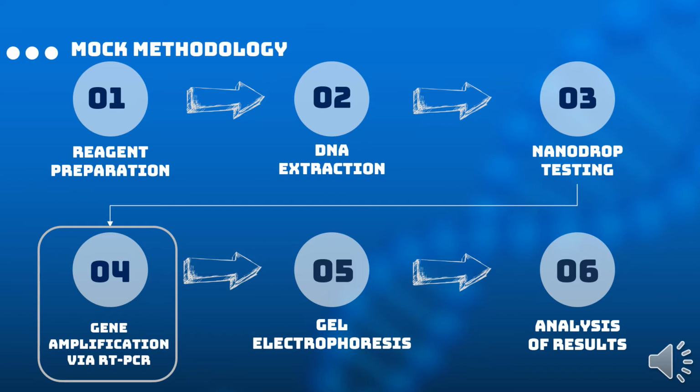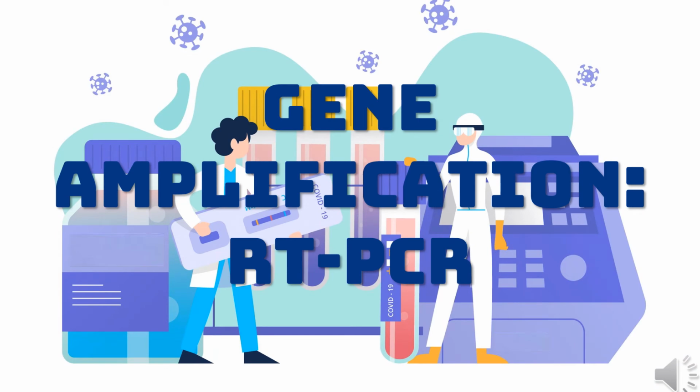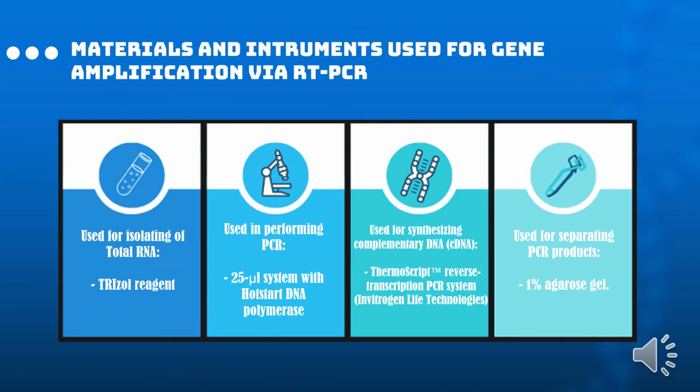To continue, let us now proceed to our part 4, which is all about gene amplification, real-time PCR, or polymerase chain reaction. Total RNA was isolated using TRIzol reagent. PCR was performed using a 25 microliter system with hot start DNA polymerase. Complementary DNA or cDNA was synthesized by a ThermoScript reverse transcription PCR system according to the manufacturer's instruction. The PCR products were separated on a 1% agarose gel.